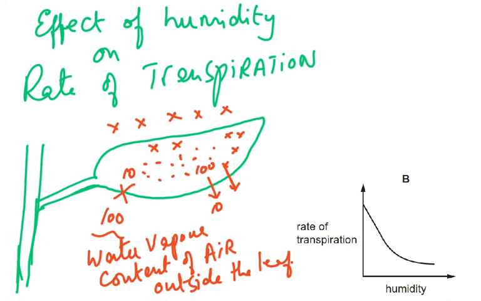So as the humidity is increasing, the rate of transpiration is decreasing. This graph shows you this very clearly. So more the humidity, the explanation of course is very simple. More the water vapors outside the leaf, lesser the chances of the water vapors diffusing out. Well, the water vapor diffusing out is the rate of transpiration, the number of water vapors diffusing out of the leaf.